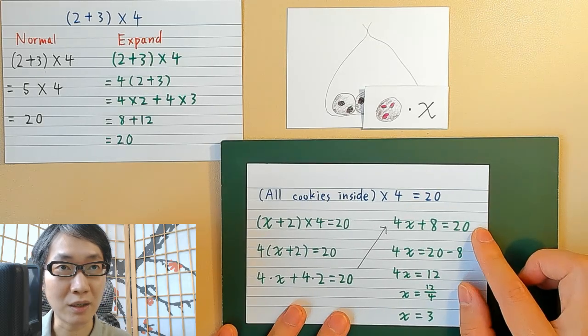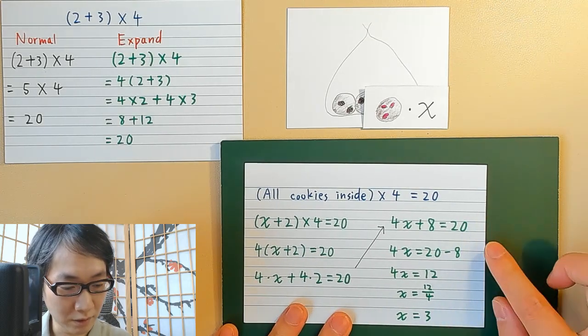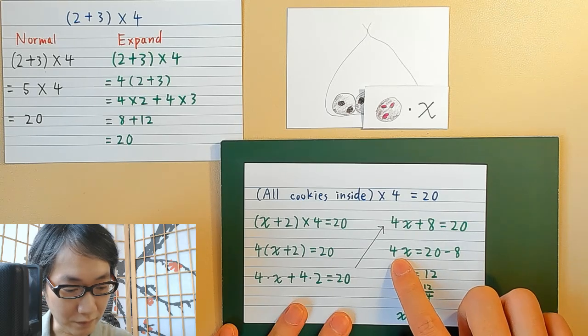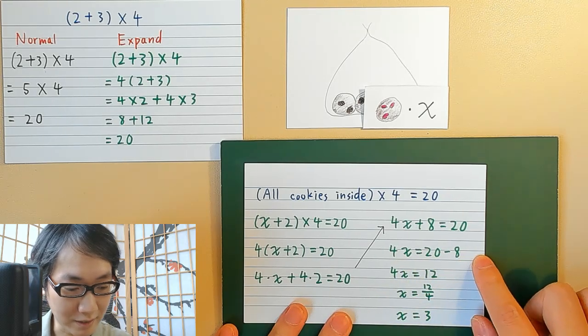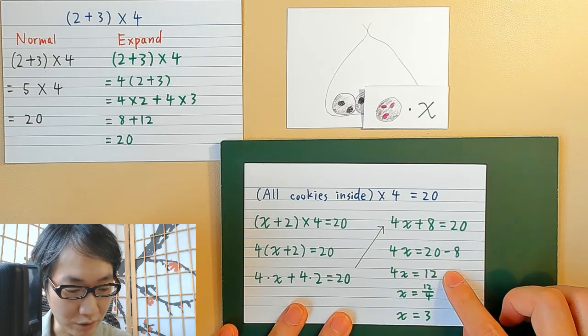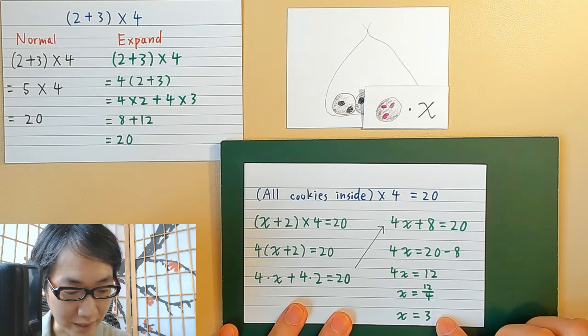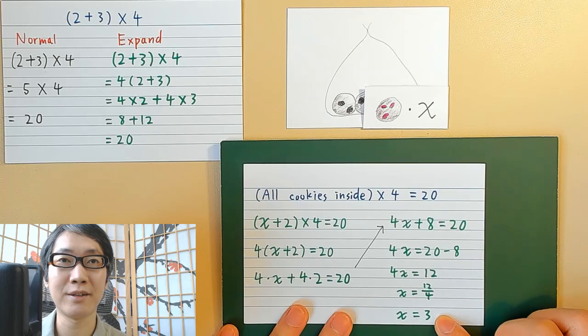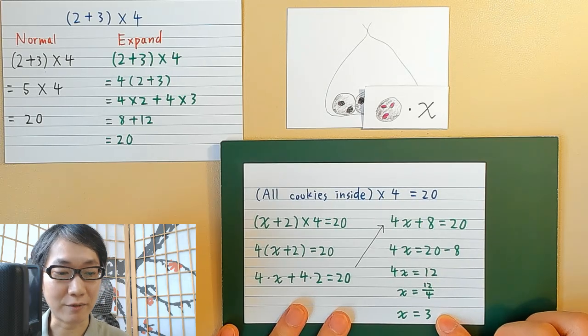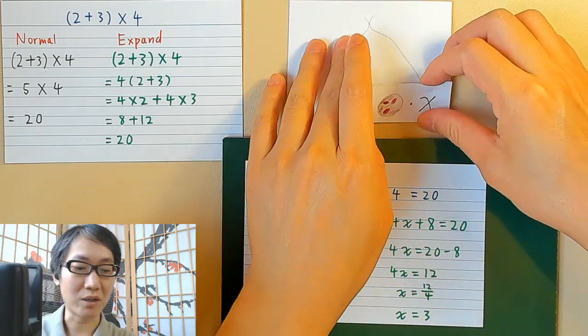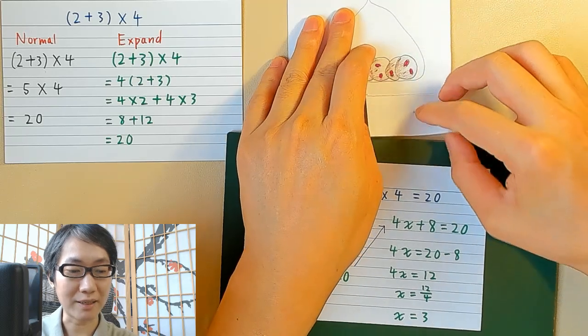Then we solve the simple equation. So 4x is equal to 20 minus 8, and 4x is equal to 12. Divide both sides by 4. Then we have x is equal to 3. We get back the 3 raspberry cookies in each bag.